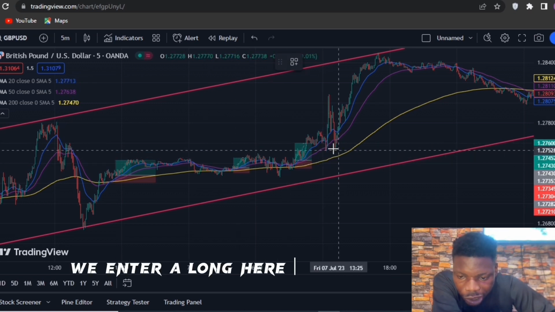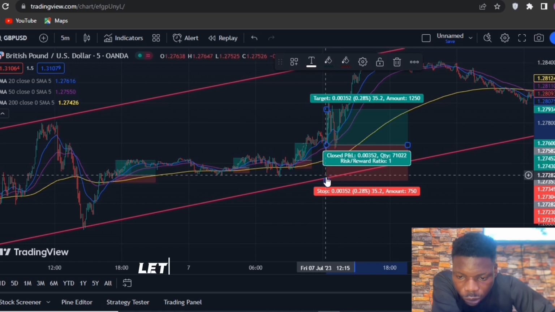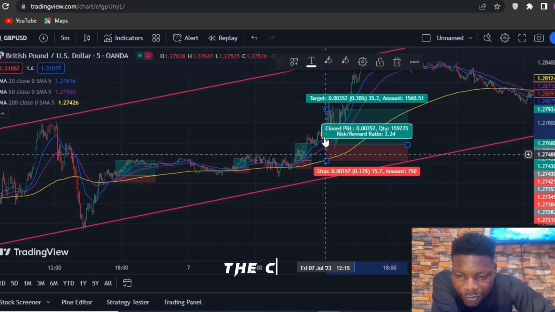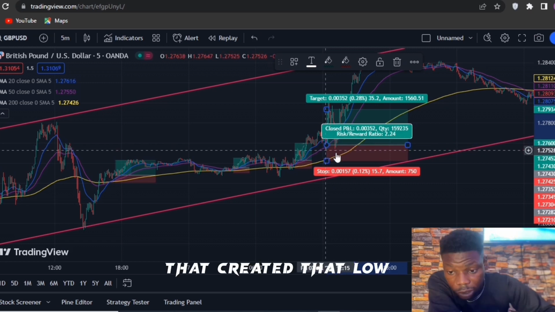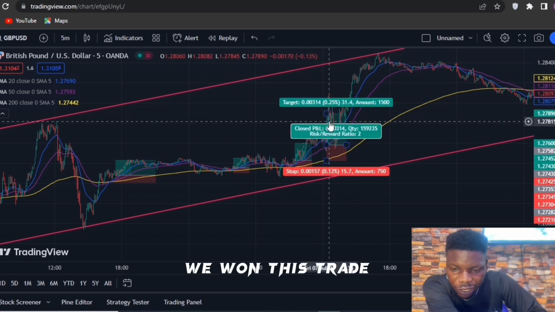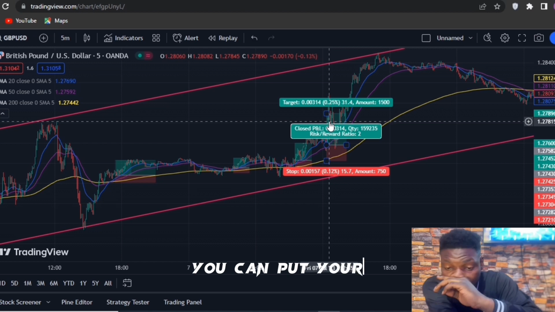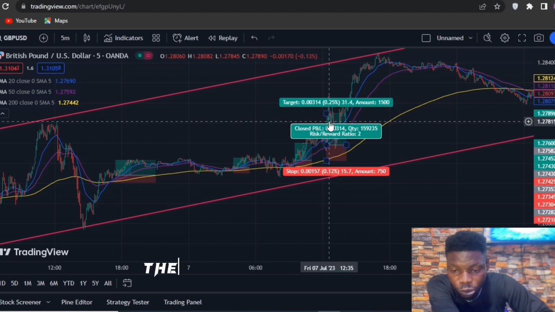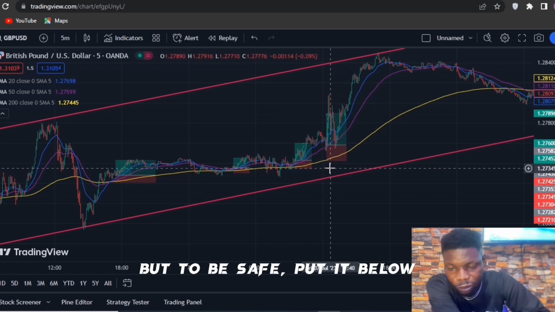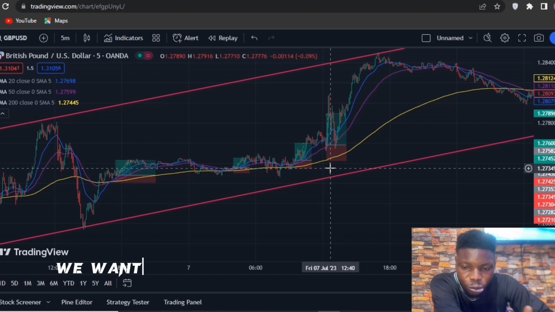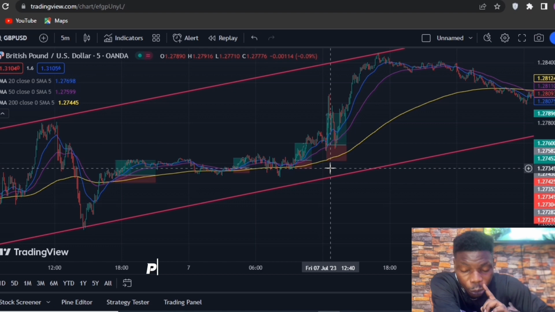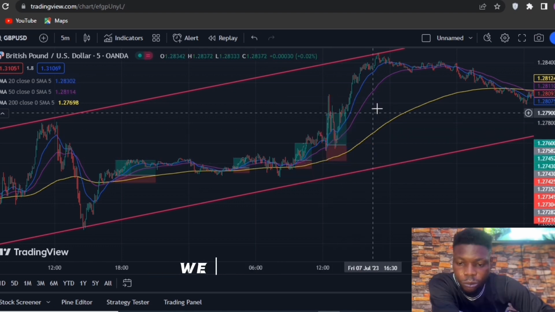Now enter a long here on the retest. Put a stop loss on this. We can put a stop loss here or at the candle that created that low. Then we enter for a quick 1 to 2. We won this trade. I advise you to be on the safer side. You can put your stop loss below the 200 moving average or this candle, you understand? But if you want to be safe, put it below the 200 moving average, because we want to win. The secret of trading is to minimize your losses and maximize your wins, you understand? Protect your capital first. We won this trade.